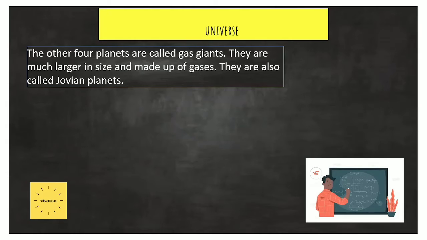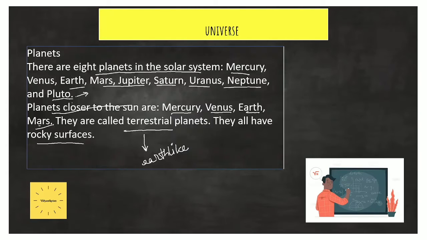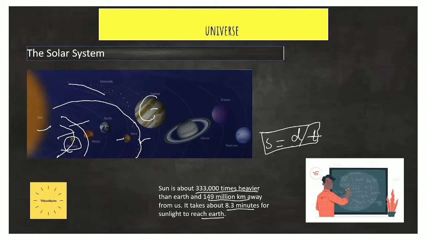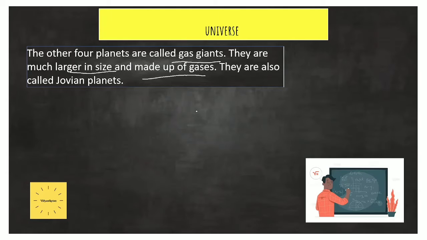The other 4 planets are called the gas giants. Why are they called the gas giants? Because they are mostly made up of gases and they are also very large in size. As we can see from this slide, Jupiter, Saturn, Uranus, Neptune are so large in size and they are mostly made up of gases. So they are also called gas giants and they are also known as Jovian planets, which means Jupiter-like.